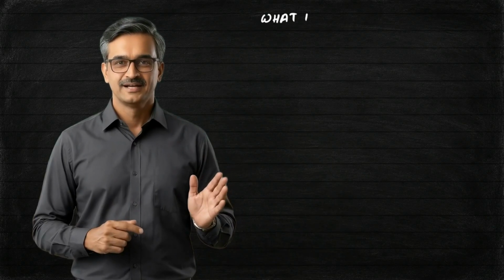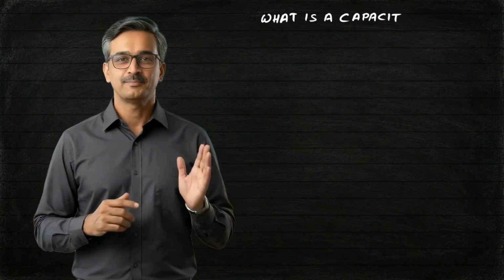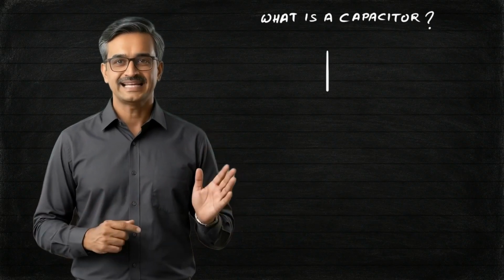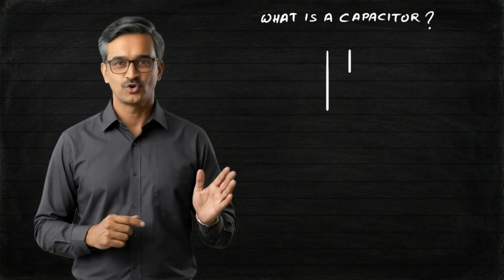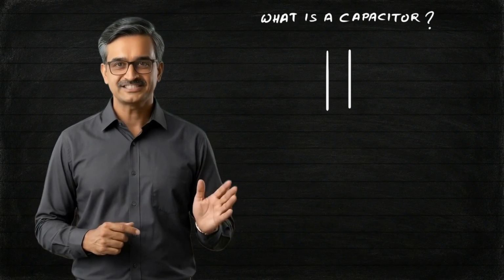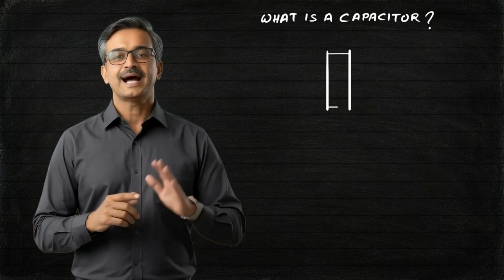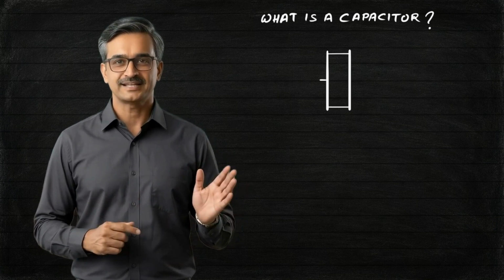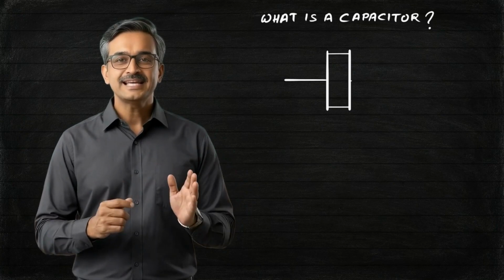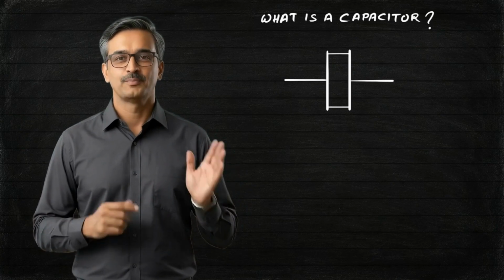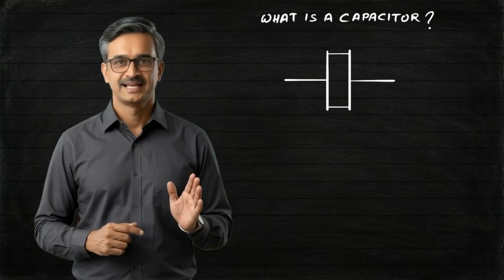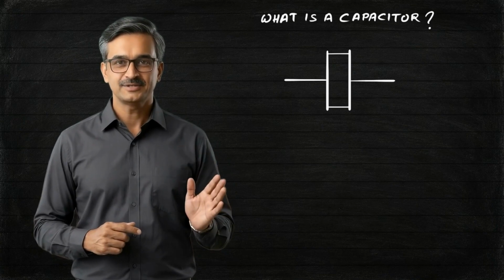What is a capacitor? Let's begin with the most fundamental question. What exactly is a capacitor? At its core, a capacitor is simply a system made up of two conducting plates, placed facing each other, with a dielectric medium sandwiched in between them. That's it. That's the entire physical structure. Two plates facing each other, separated by some insulating material in the middle.